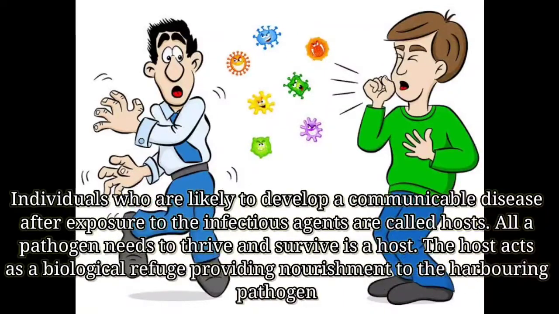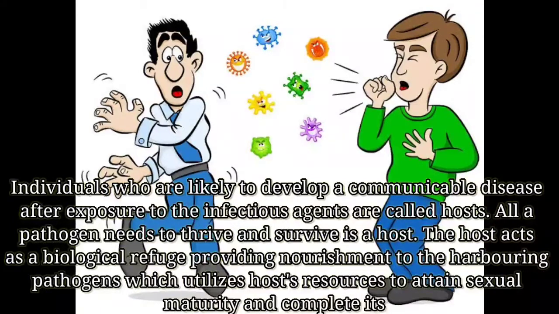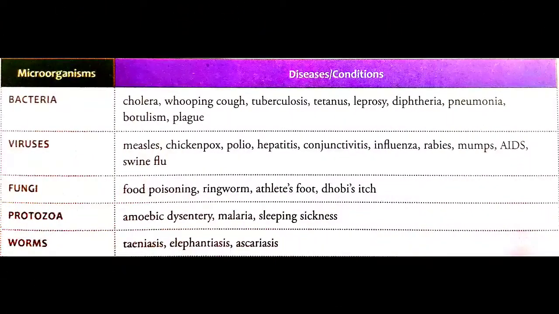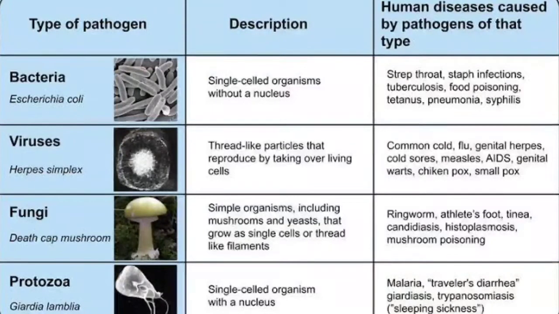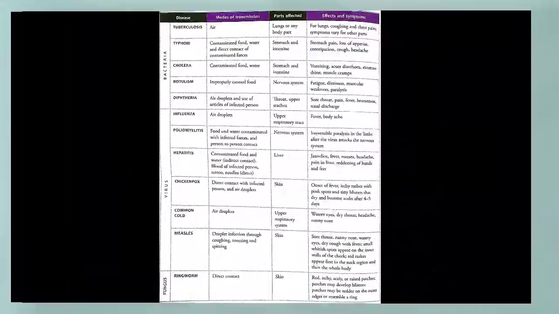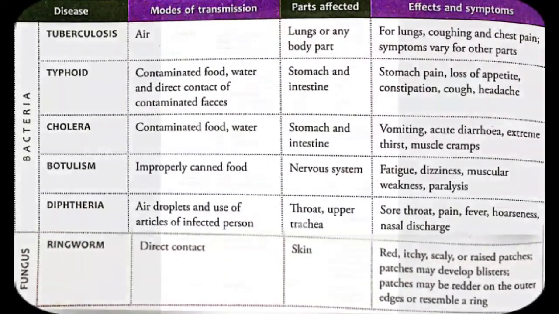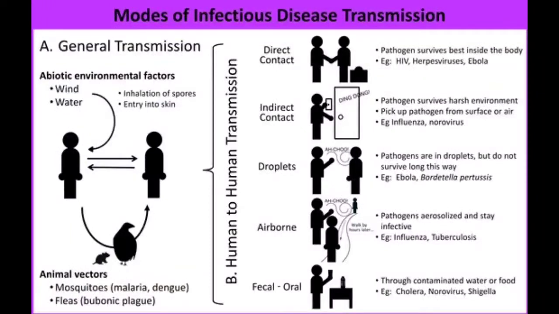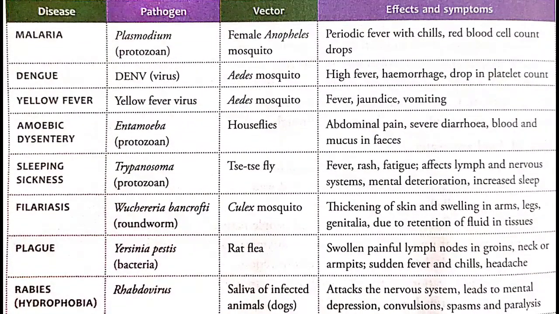All a pathogen needs to thrive and survive is a host. The host acts as a biological refuge, providing nourishment to the harboring pathogens, which utilize host resources to attain sexual maturity and complete their life cycle. Some diseases caused by different pathogens are given in the following table. The following table lists some common communicable diseases, their causes, modes of transmission, effects, and their symptoms. Some common vector-borne diseases with their effects and symptoms are given in this table.